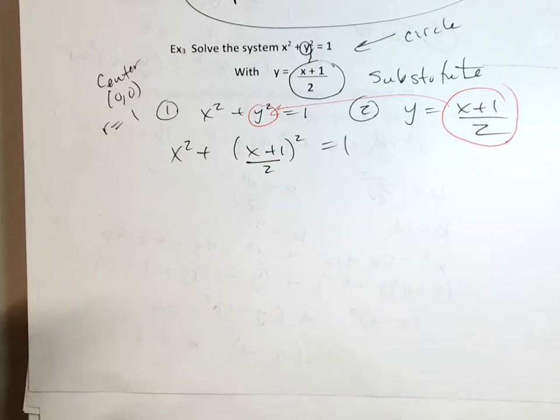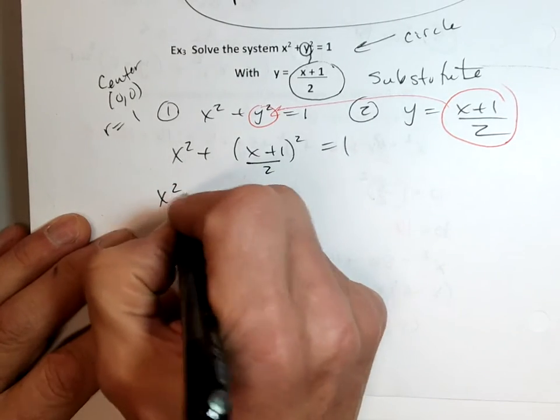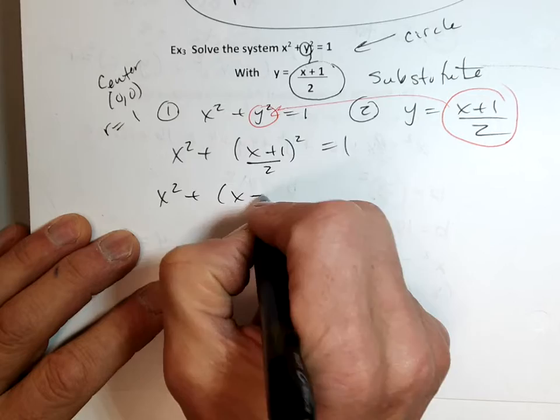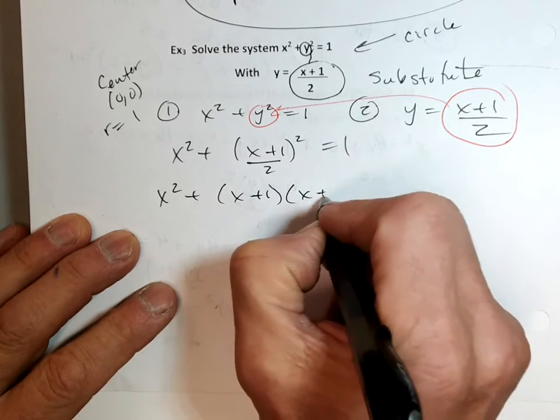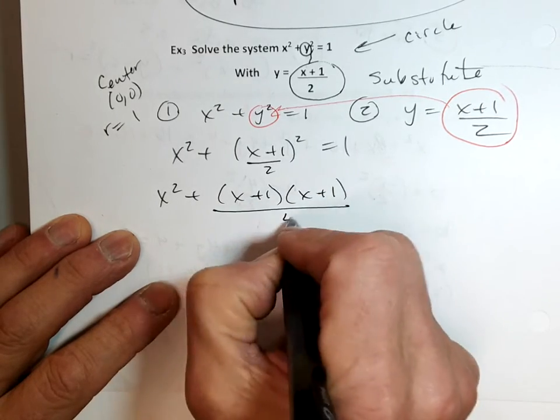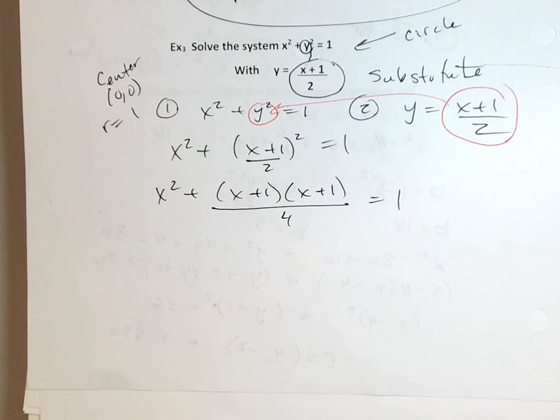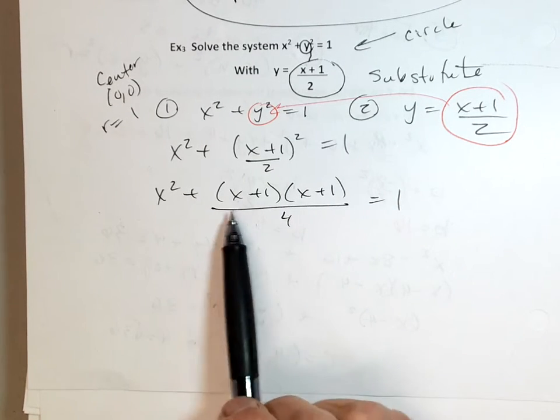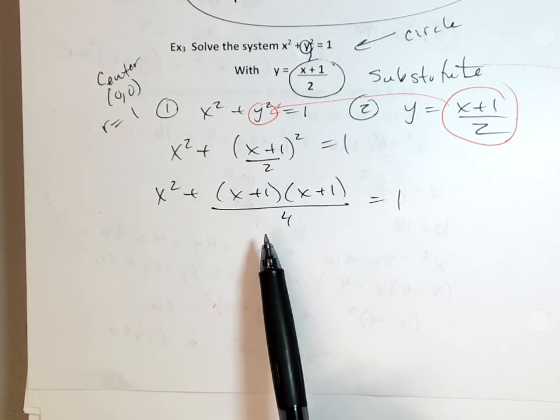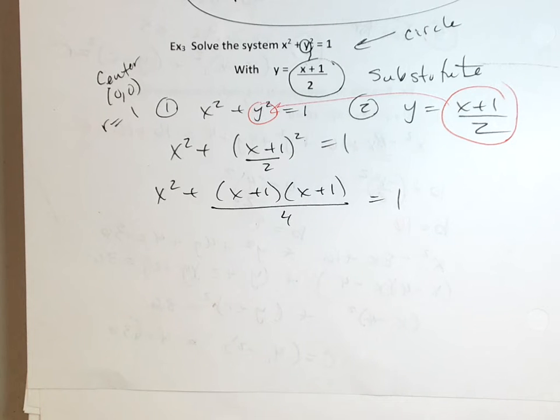So let me simplify this. This is x squared plus ax plus 1 over 4. I got the 4 because I squared it. So (x plus 1) squared, I wrote that twice, and I squared the 2. Now what I'm going to do is this. I don't like fractions, so I'm going to multiply everything by 4.